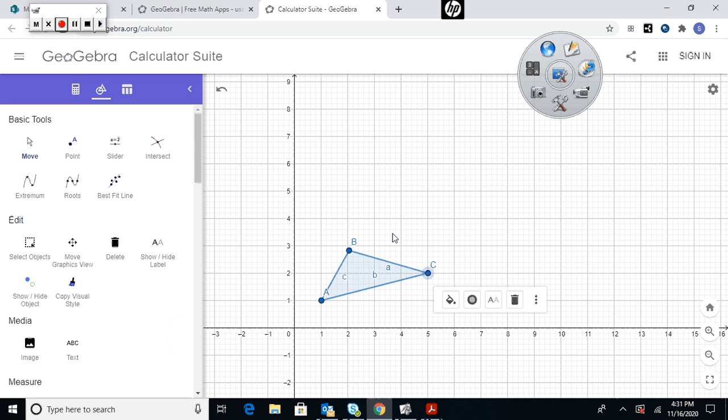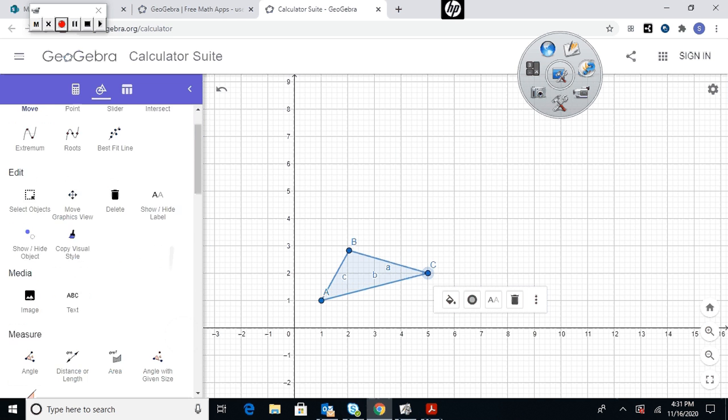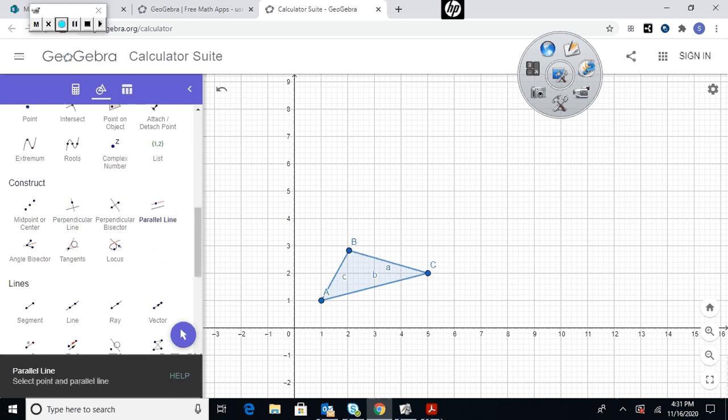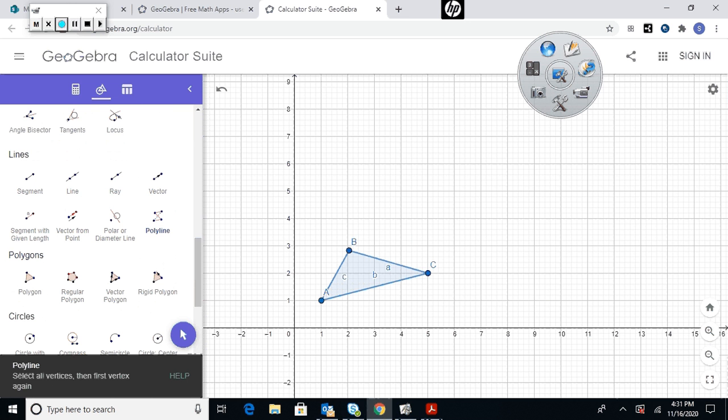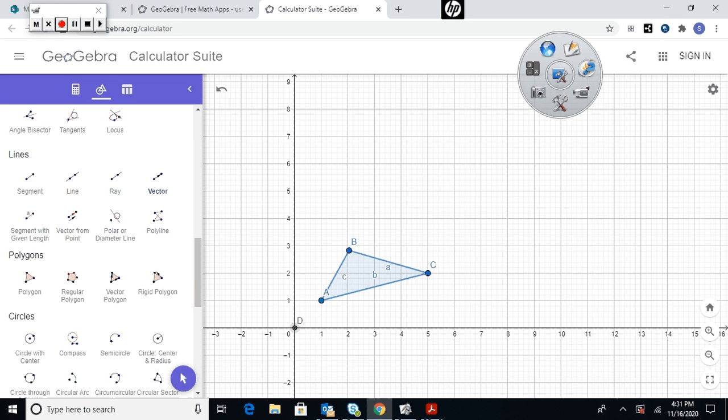Okay, now, next we want to translate or slide this thing. So to do that, we need a new function. Under lines, you'll see vector. So go ahead and highlight vector. We want to put the vector from 0, 0 to 7, 1. So we're going to talk a little bit more about a vector here when we get into our notes. But right now, just know that that's what we need.